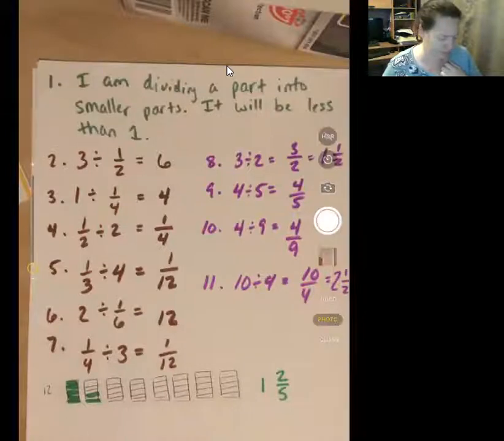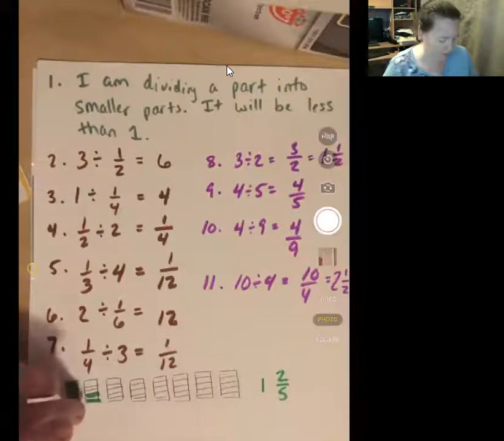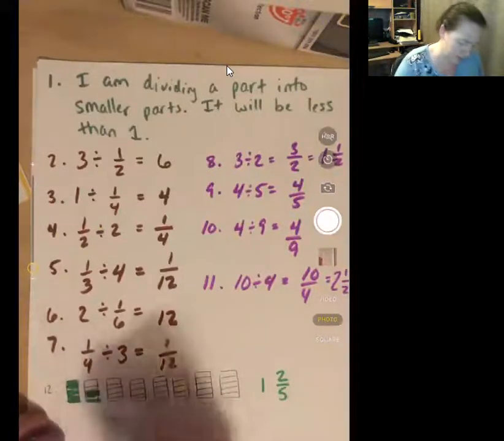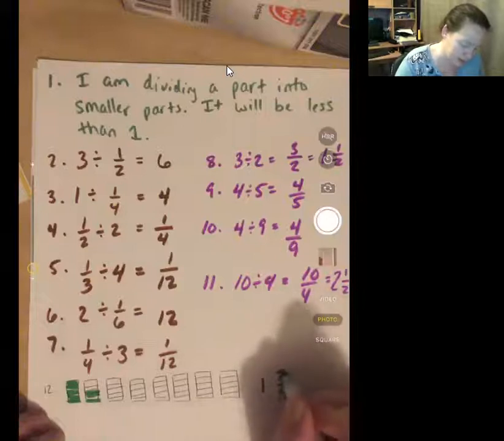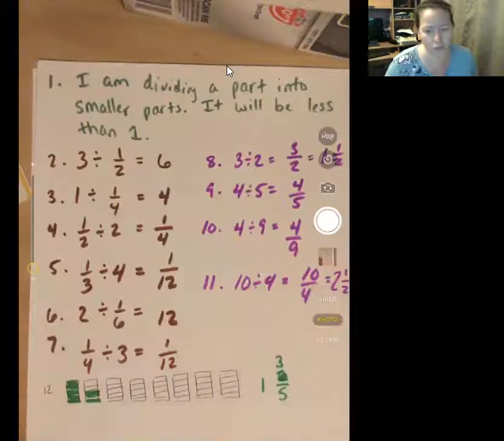Wait. 1, 2, 3, 4, 5, 6, 7. No, that's not right. I do need to fill in a 5th for each of those glasses, but it ends up being 3/5. Right, 1 and 3/5.